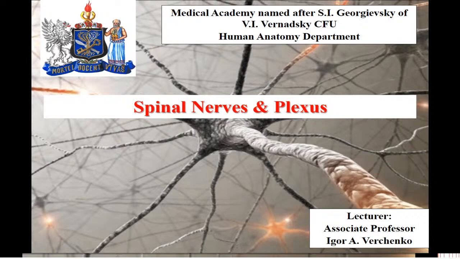Good day, ladies and gentlemen. Today we continue talking about the anatomy of nervous system. Last semester you finished anatomy of CNS, central nervous system, and today we are starting talking about anatomy of peripheral nervous system. Especially our lecture will be about the spinal nerves and nerve plexus.